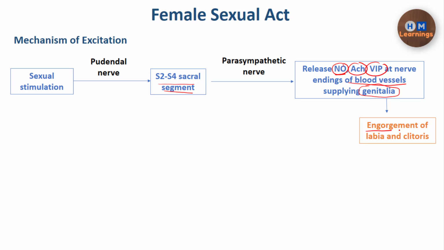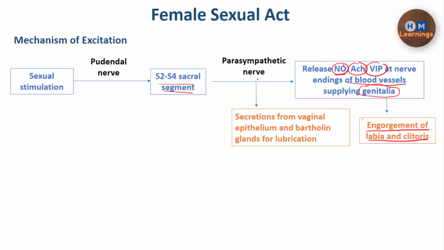Ultimately, there is increase in the blood supply to the labia and the clitoris, which is the engorgement. So there is a relaxation of the smooth muscles of the blood vessel. There is dilatation of the blood vessels, and there is increase in the blood supply to these areas. So this is one of the responses which is happening during the excitation phase in the female sexual act.